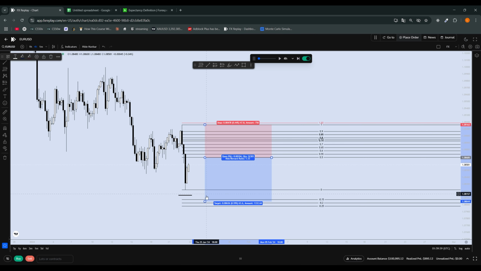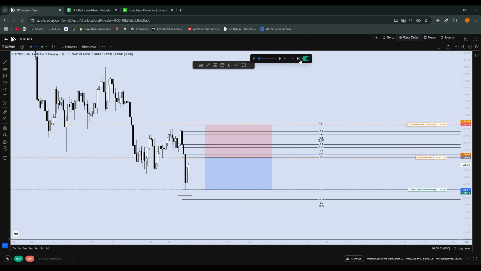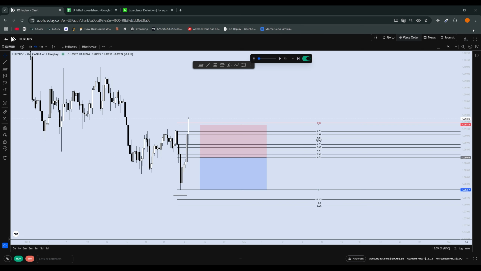We have another trade here. Another range, a short one. Okay, this is a stop loss. All right.